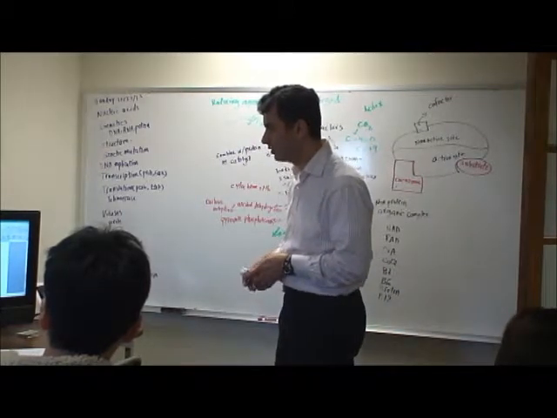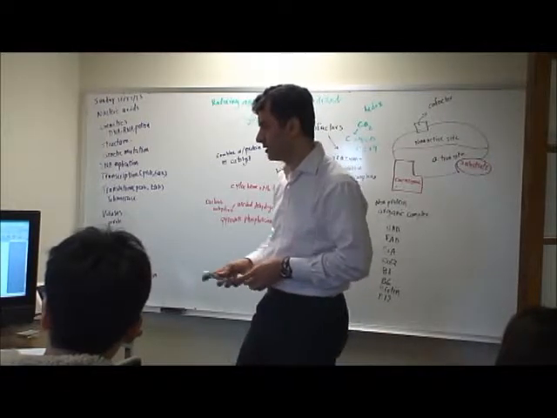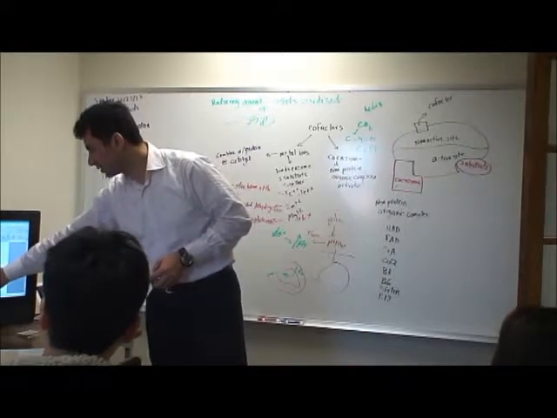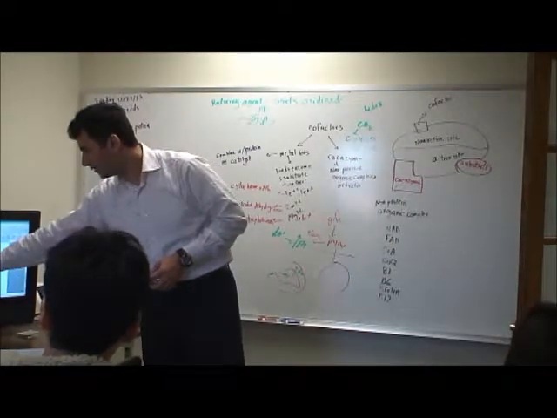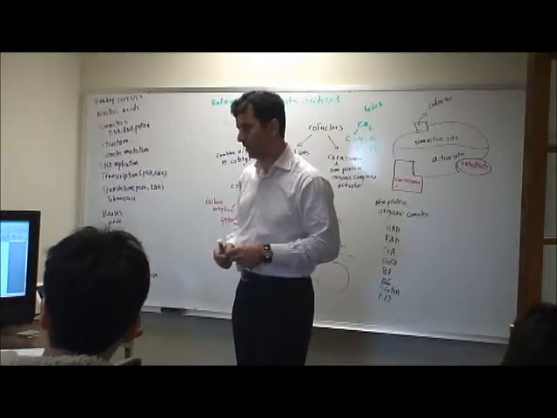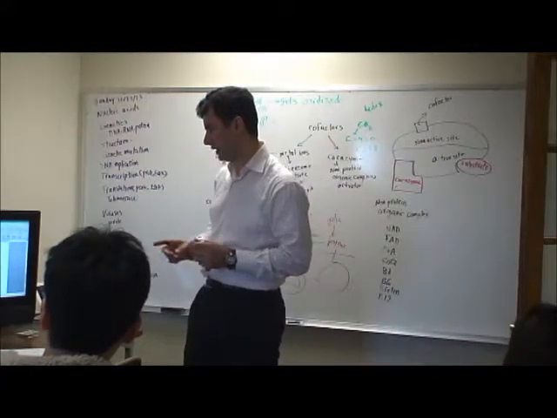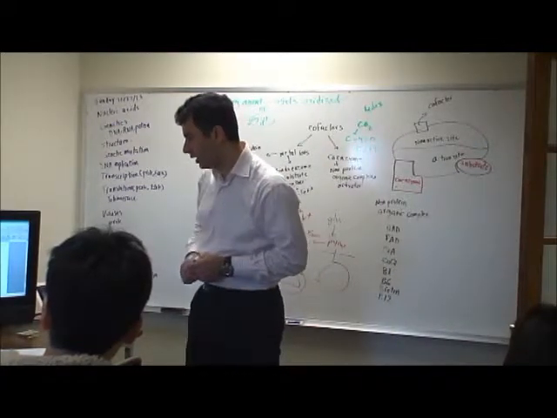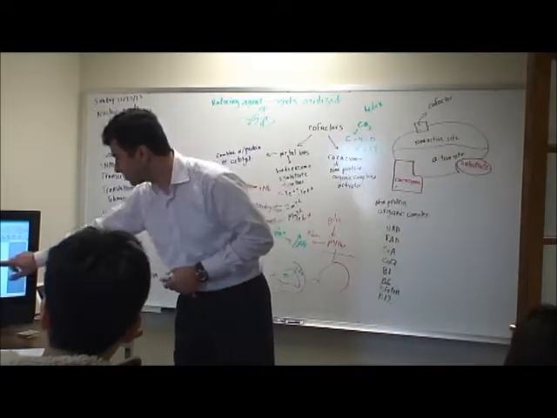And NAD plus functions as an oxidizing agent only in respiration. So oxidizing agent means gets reduced. Yes, this can get reduced, but not only in respiration. You could have that in other parts of the body where you use NAD+, like in amino acids, nicotinamide adenine dinucleotide. So that makes this statement wrong. So the correct answer is B.